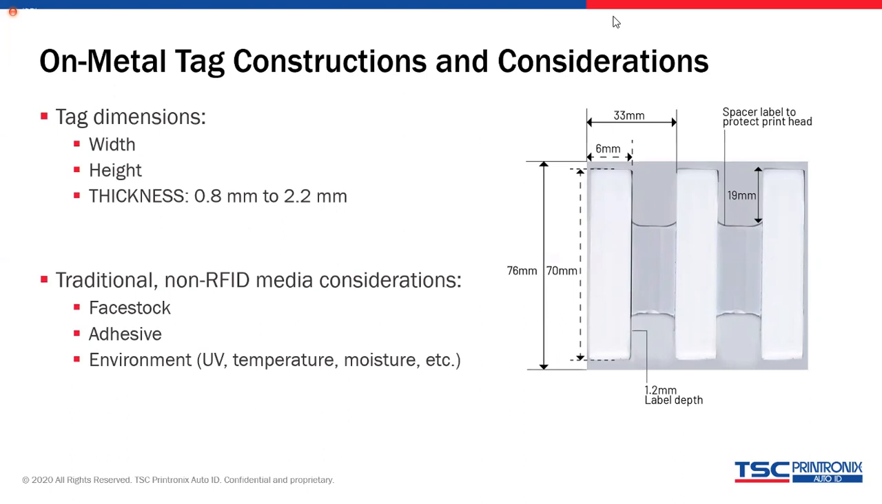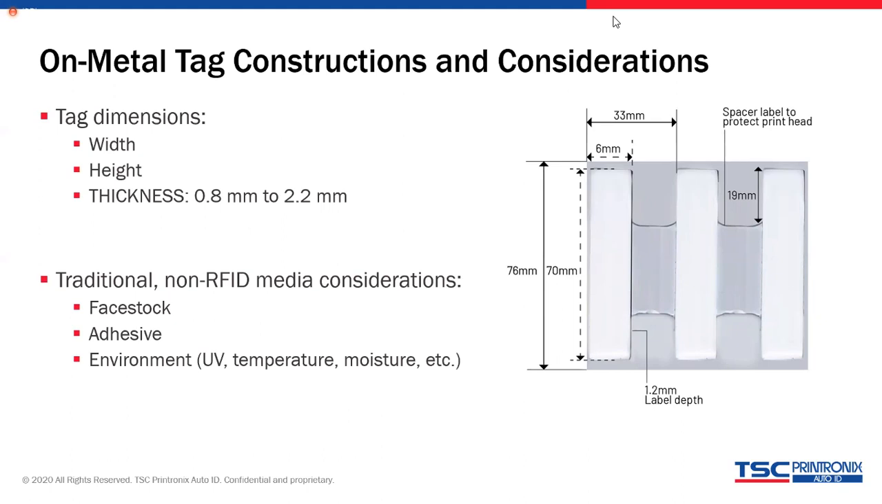And finally, you want to look at all of the traditional non-RFID media considerations, just like you would look at when you're selecting a non-RFID label. What kind of face stock material do you want or do you need? What color do you need? The adhesive requirements. Does it need to be a permanent adhesive or a removable adhesive? And then you want to look at the environment that the tag needs to survive. I'm not talking about RFID here. I'm just talking about the tag environment in general, sunlight, temperature, moisture, and so on.